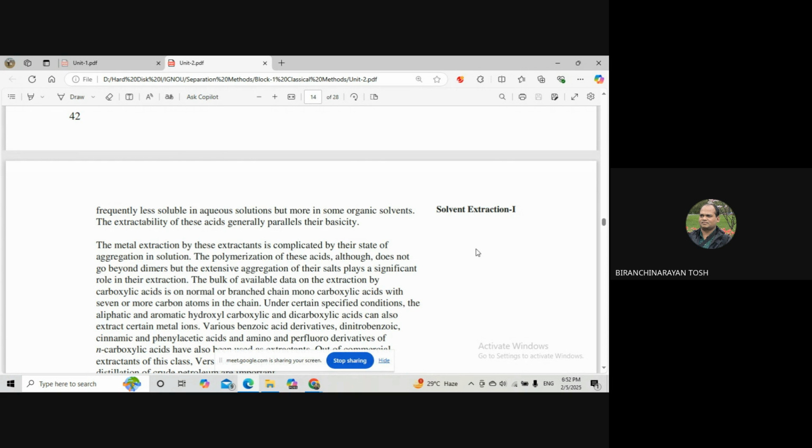Under certain specified conditions, the aliphatic and aromatic hydroxyl, carboxylic and dicarboxylic acids can also extract certain metal ions. Various benzoic acid derivatives, dinitrobenzoic, cinnamic, and phenyl acetic acid, and amino and perfluoro derivatives of N-carboxylic acids have also been used as extractants.